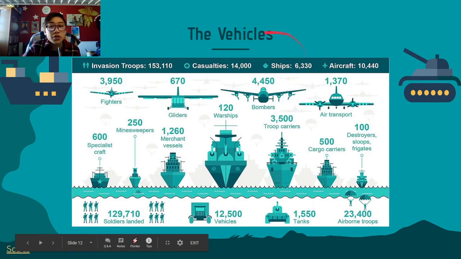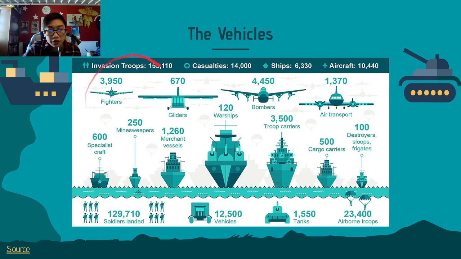Next, we'll talk about the vehicles that were involved in this attack. Up here, you can see all of our airborne vehicles, which are fighter jets, gliders. We had some bombers, and we also had air transport. Here we have our naval vehicles, which include the specialist craft, minesweepers, merchant vessels, warships, troop carriers, cargo carriers, and destroyers, sloops, and frigates. And then here we have all of our troops and land vehicles. So we have our soldiers, our vehicles, our tanks, and the airborne troops.